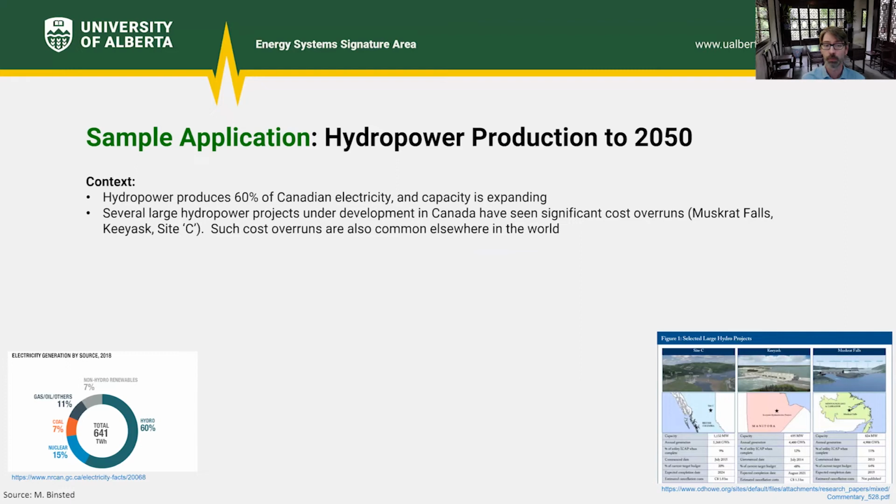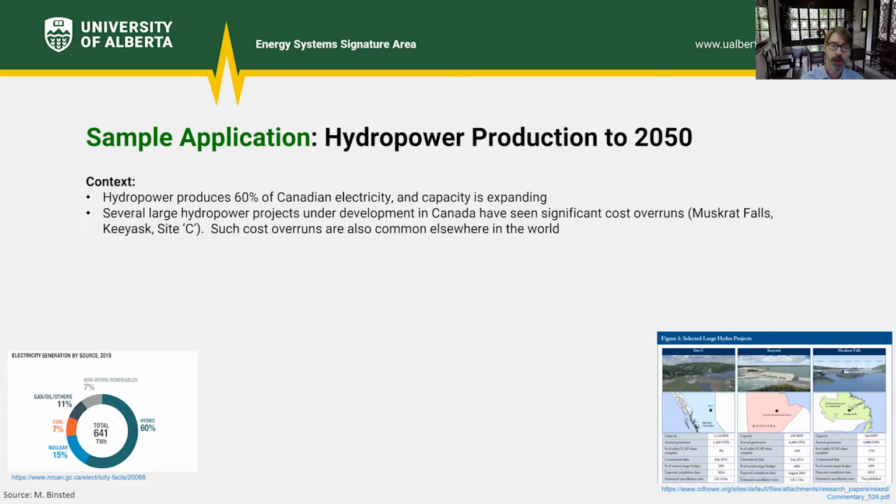In terms of sample applications, I'll talk to you about a project that we recently did for hydropower production. This was conducted by a master's student and some colleagues from JIGCRE. The master's student is Evan Arbuckle, and I think he's on the meeting right now. In terms of context, hydropower produces 60% of Canadian electricity, and the capacity is expanding.